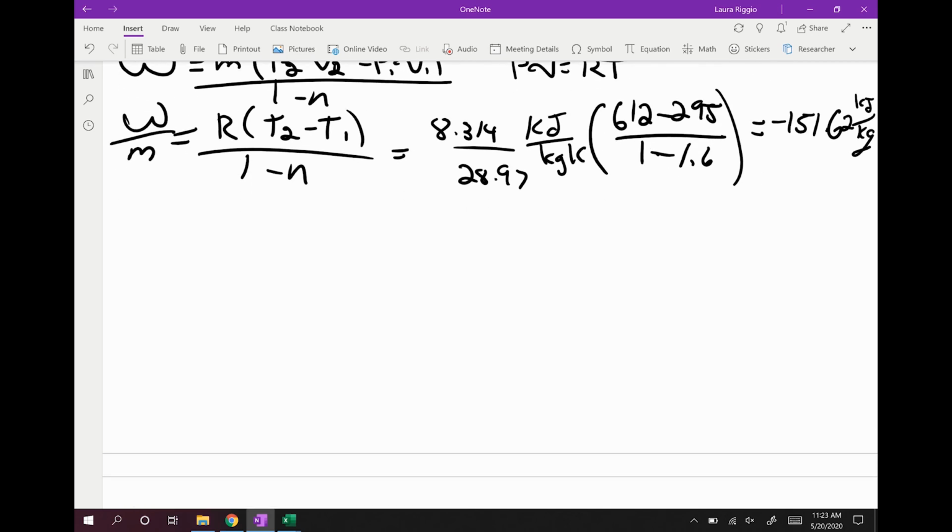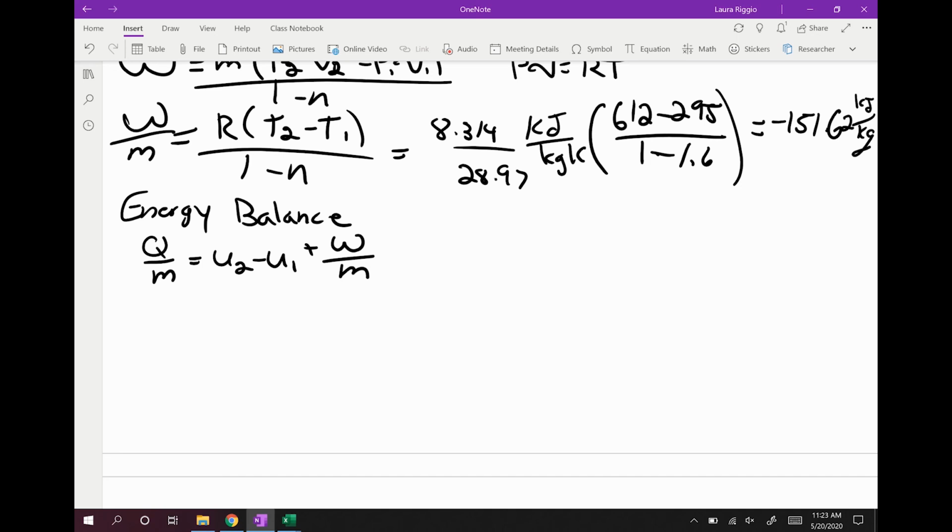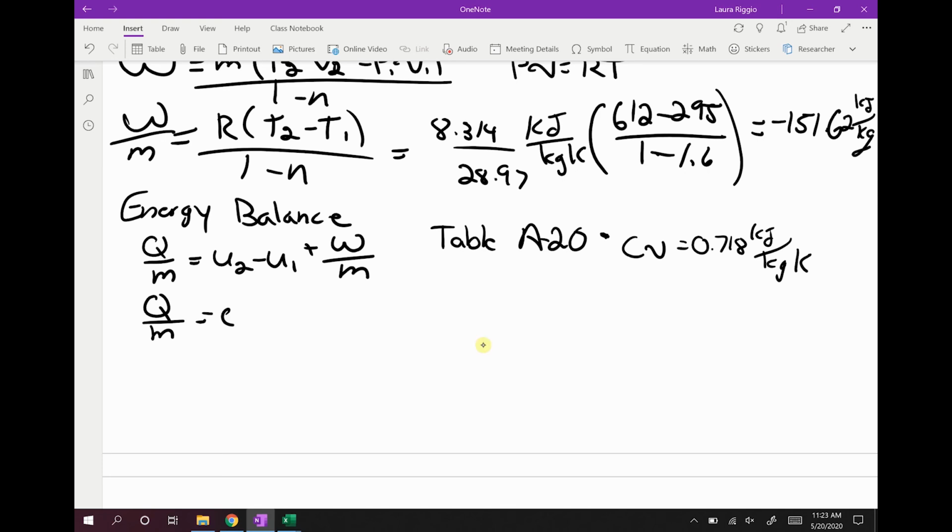So we found our work. Now we need to find our heat transfer. So we're going to do our energy balance. Our heat transfer per unit mass is U2 minus U1 plus our work per unit mass. From table A20, at our given temperature, CV is equal to 0.718 kilojoules per kilogram Kelvin. So U2 minus U1 is equal to CV times T2 minus T1.